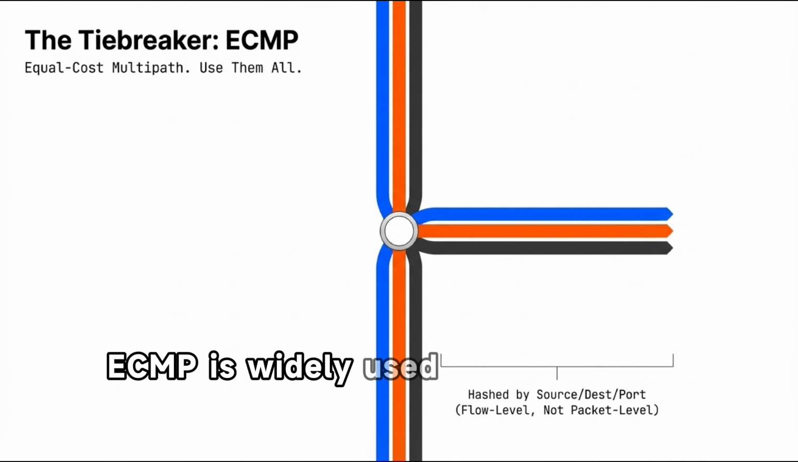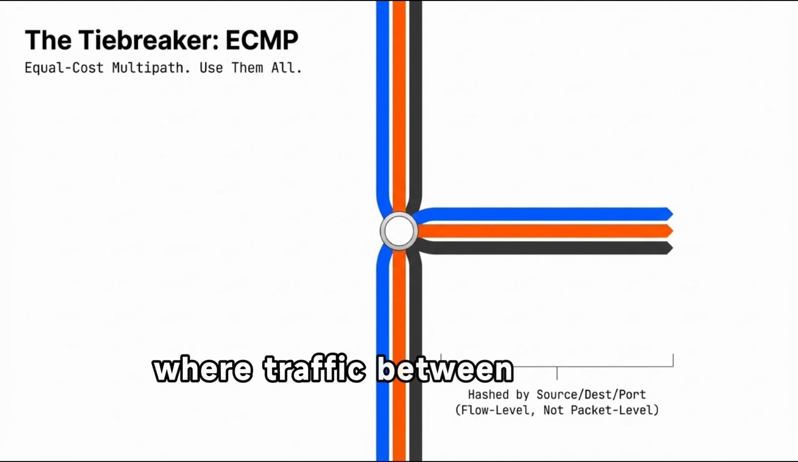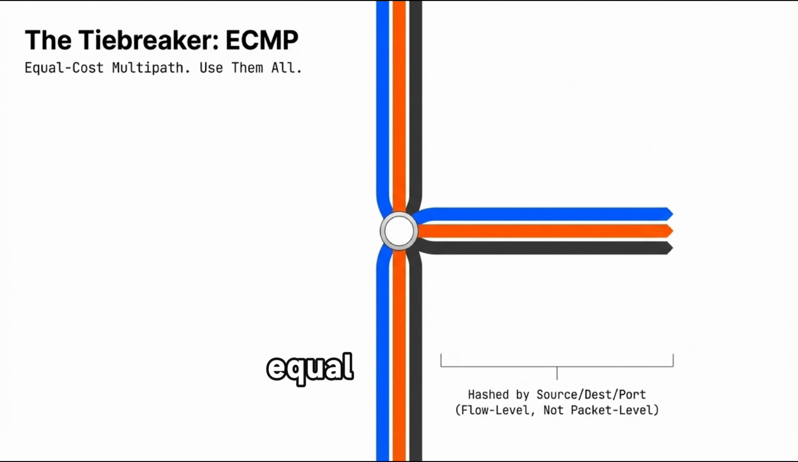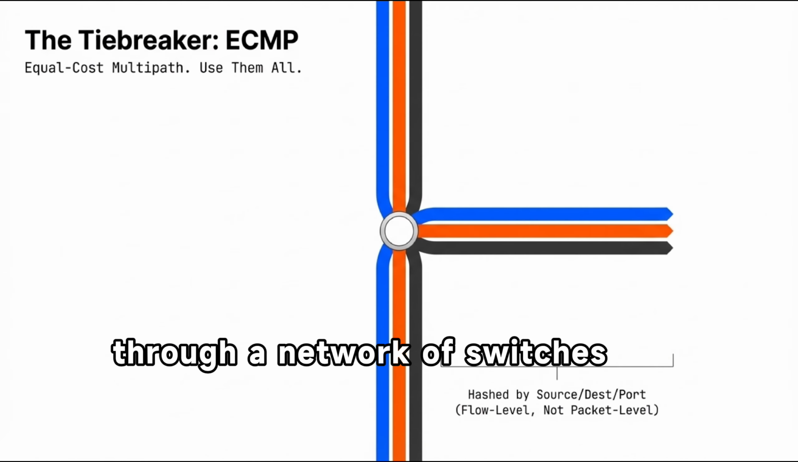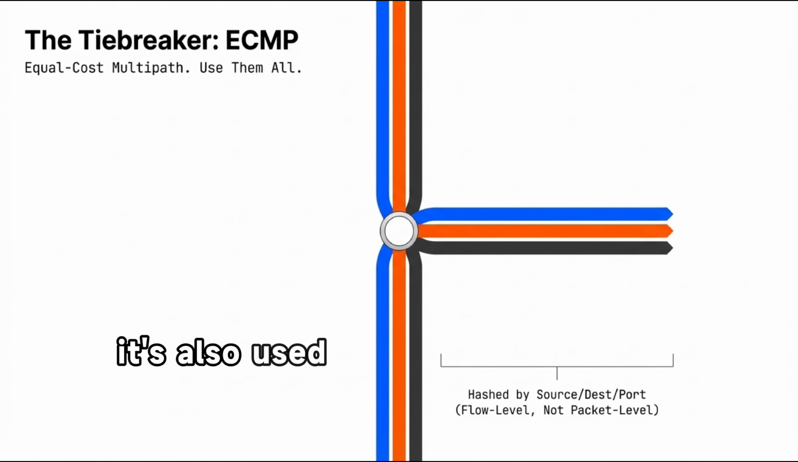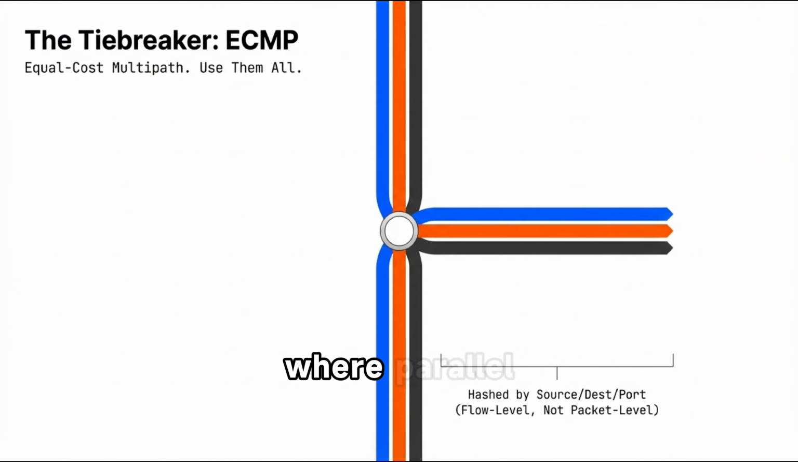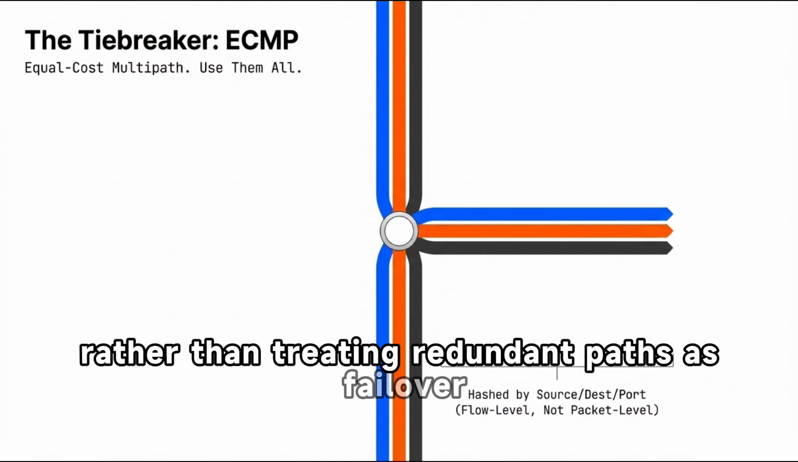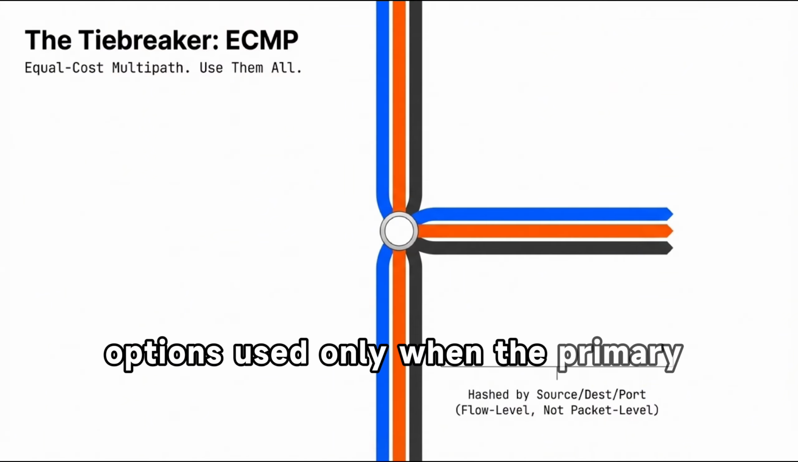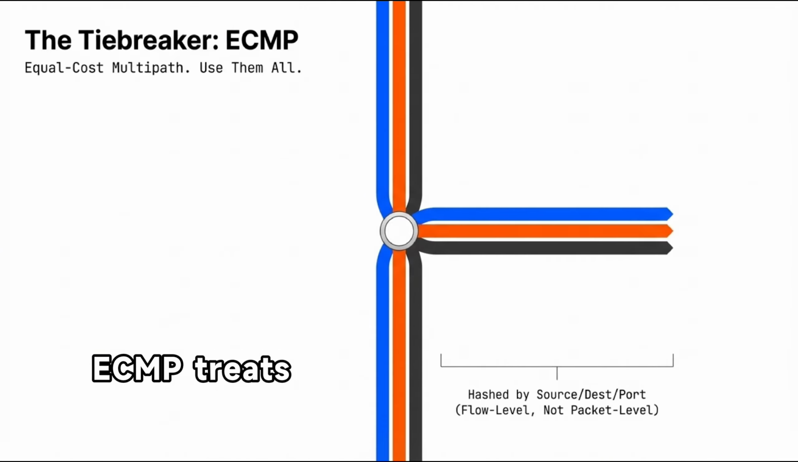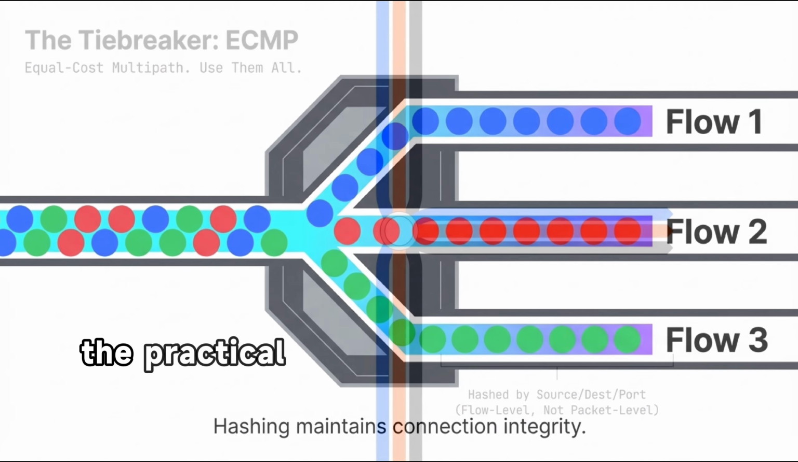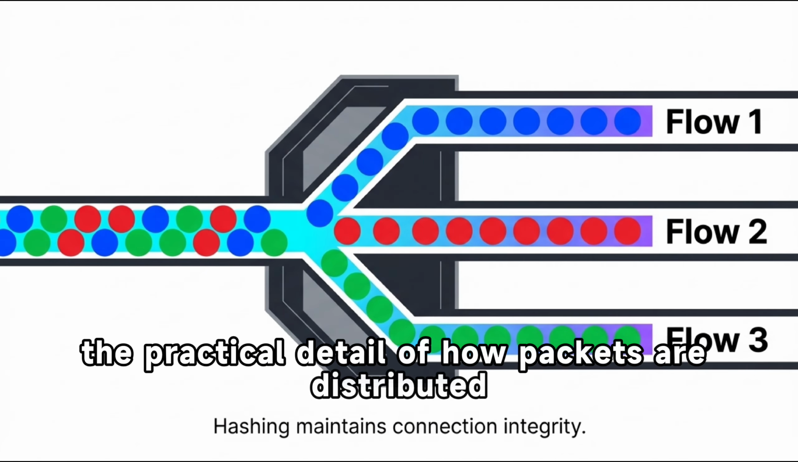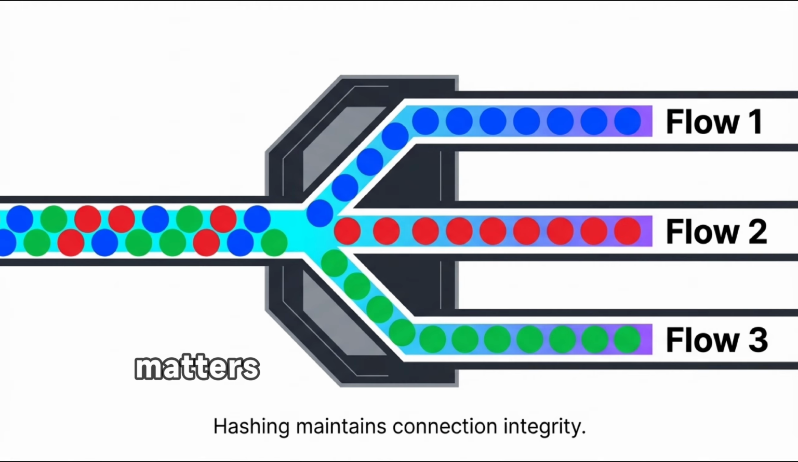ECMP is widely used in data centers, where traffic between servers often has multiple equal cost paths through a network of switches and routers. It's also used in internet backbone networks, where parallel high-capacity links run between major interconnection points. Rather than treating redundant paths as failover options, used only when the primary fails, ECMP treats them as active resources, all carrying traffic simultaneously.